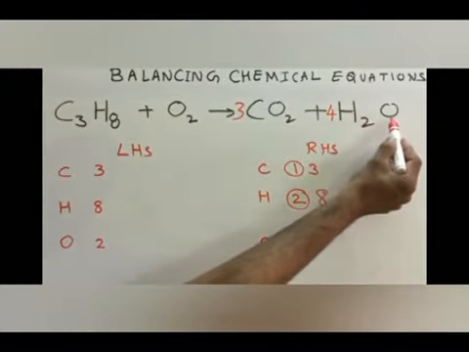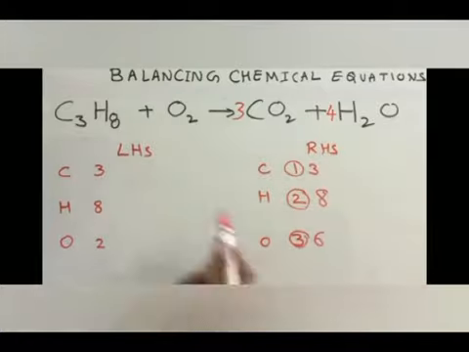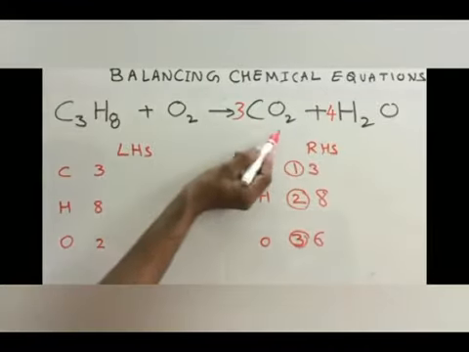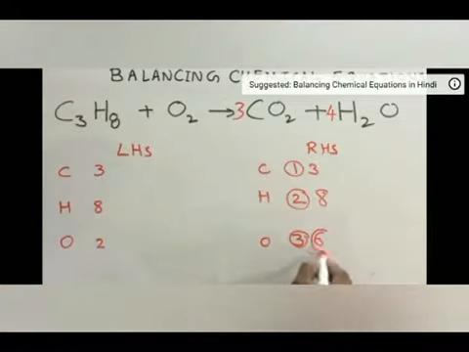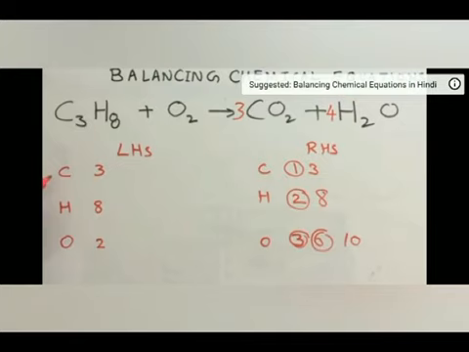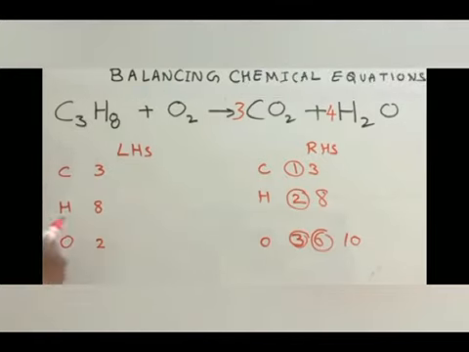At the same time see oxygen 4. So already 6 oxygen is there plus 4 oxygen. It became 10 at last. 10. Now we have to balance. Balancing will be easier. Carbon 3 and 3.